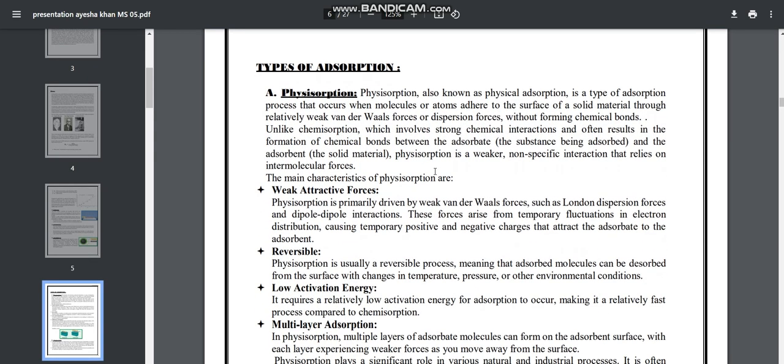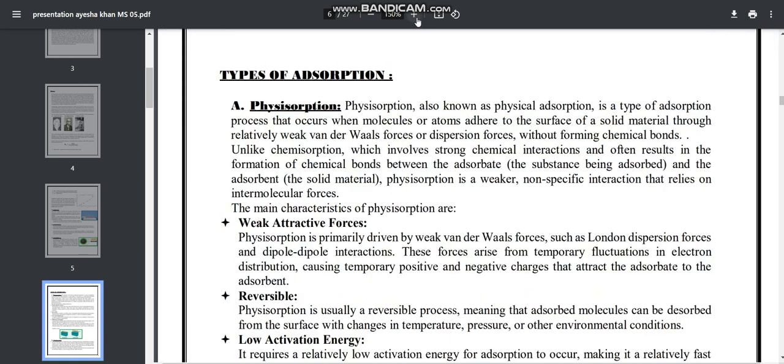Next, the types of adsorption. Basically, there are two types of adsorption, that is physisorption and chemisorption. Physisorption is a physical adsorption in which physical or weak interactive forces are formed. These forces may be van der Waals forces, dispersion forces, or any other forces.